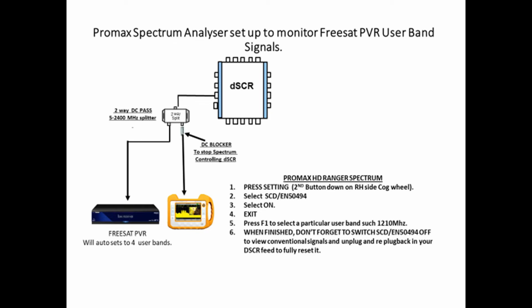Again, when you finish, don't forget to switch off EN50494 and unplug from the DSCR and plug back in again. So pretty much the same as the previous one, except you're only looking at 4 user bands and it's a different standard, i.e. it's a 50494 instead of Sky UK.